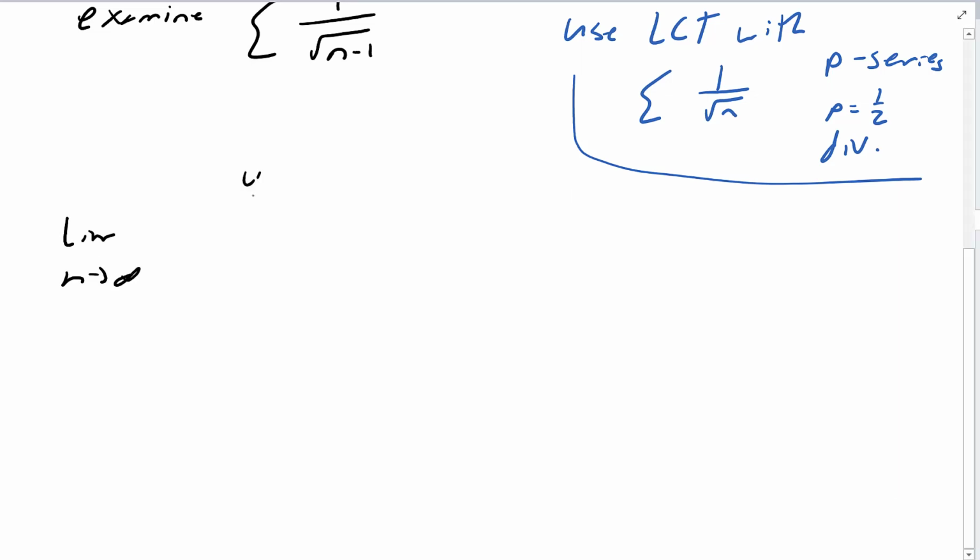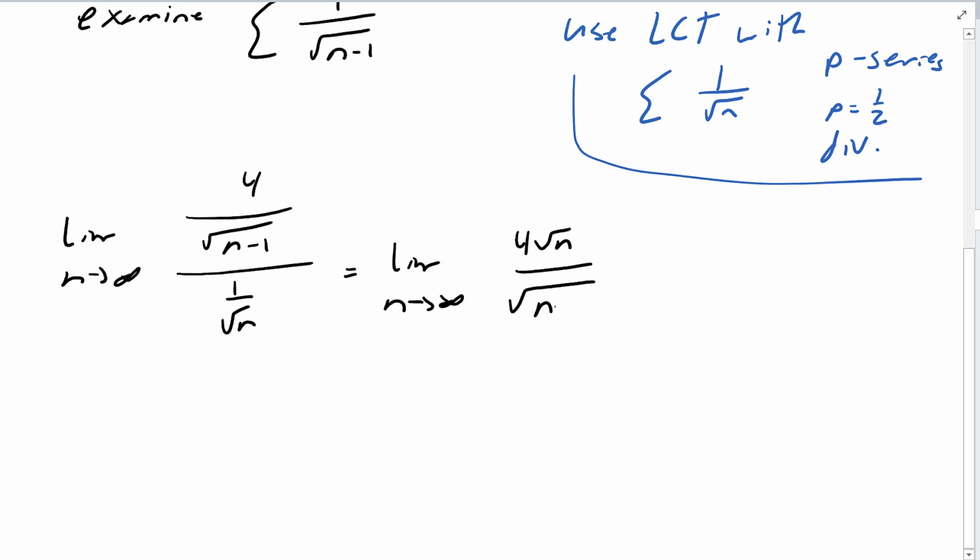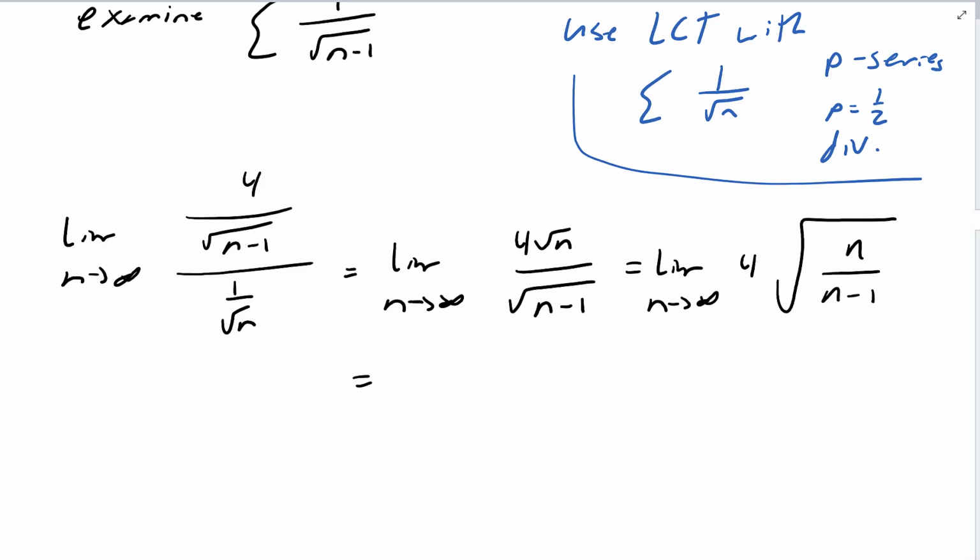So the limit as n goes to infinity of 4 over the square root of n minus 1, over 1 over root n. Flip and multiply. At this stage, most students tend to cringe because they think this is going to be a nasty limit. But at this point, guys, this one's really not bad. If you look at it the right way, we can look at this as 4 times the square root of n over the square root of n minus 1. As n goes to infinity, that fraction I boxed in green goes to 1. So this ends up being 4 times the square root of 1, or in other words, 4.